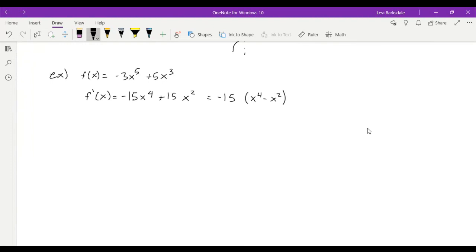And to find our point C where this is equal to 0, we just set it equal to 0. So then x to the 4th equals x squared, which occurs at x equals negative 1, 0, and 1.